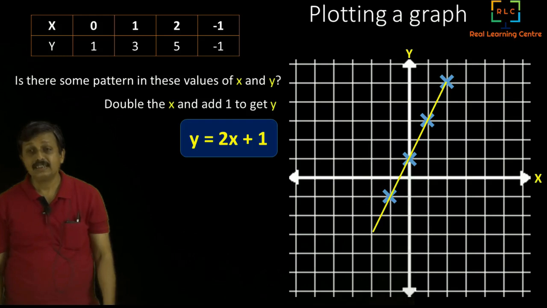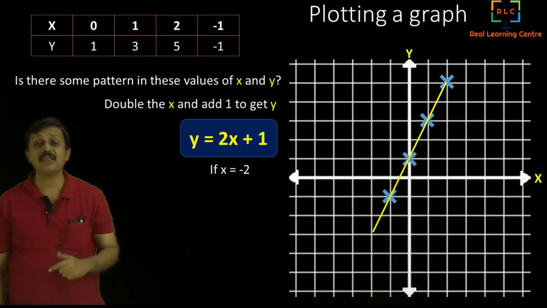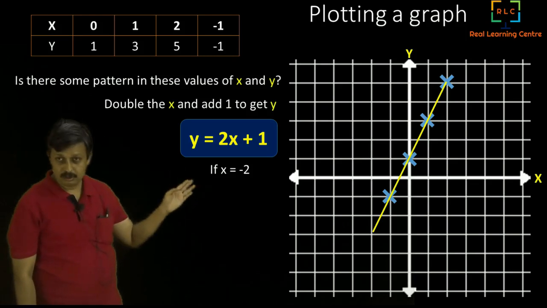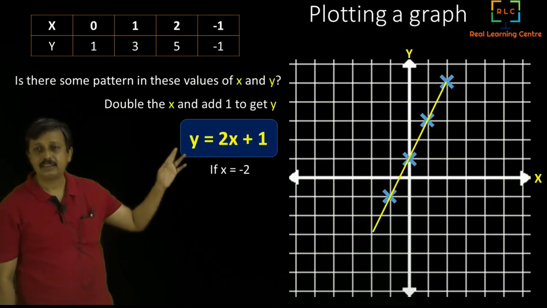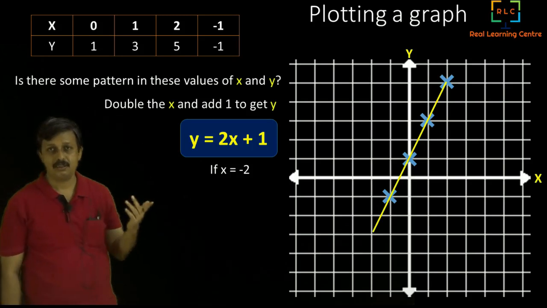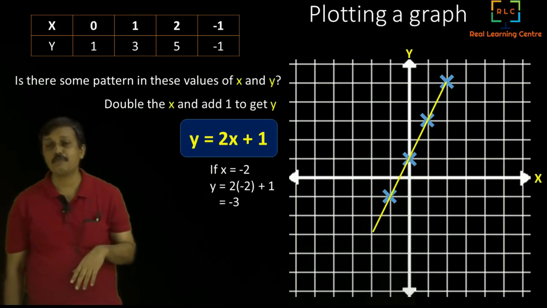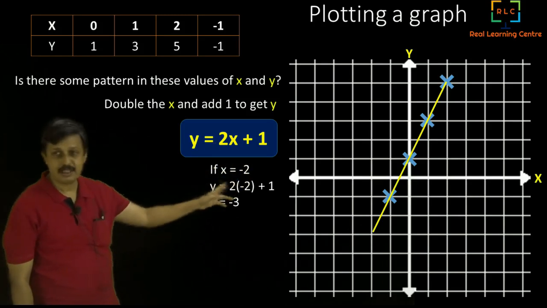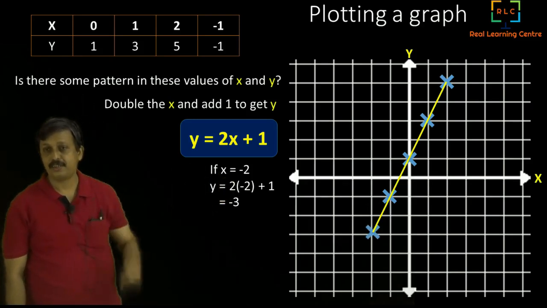Now, using this equation, we can find out the value of y for different values of x. For example, if x is equal to minus 2, what will happen? Minus 2 into 2 is minus 4 plus 1, which is minus 3. So you got y is equal to minus 3, and you can see in the graph, for minus 2, go down, you will see it is meeting at the minus 2, minus 3 point. That point is shown here.